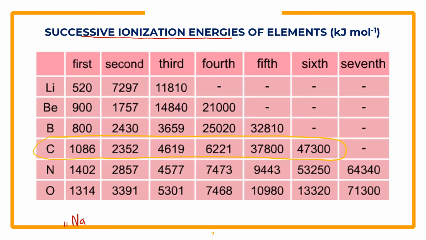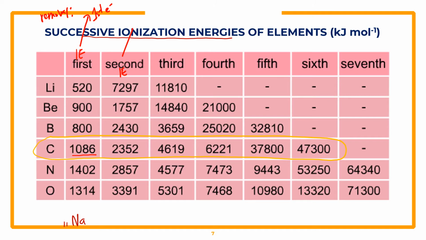Okay, so these are the successive ionization energies untuk carbon. So kita ada this value. So this value merujuk kepada apa? First IE lah. Okay, so first IE maksudnya apa? Maksudnya removing of the first electron. Okay, removal of the first electron.